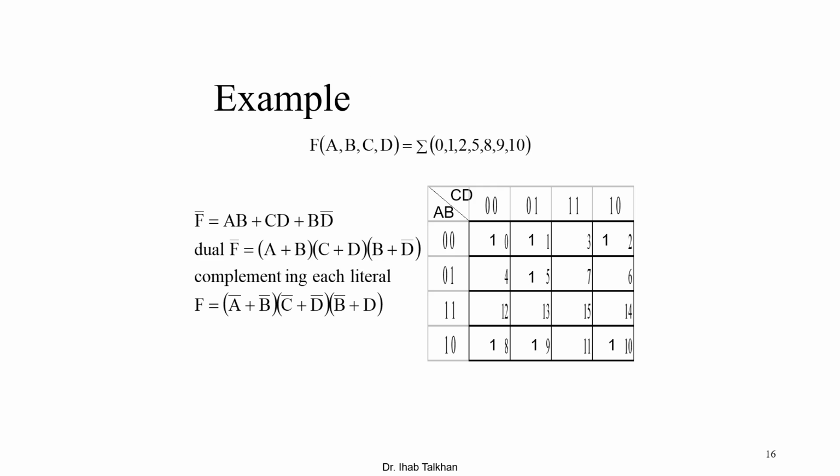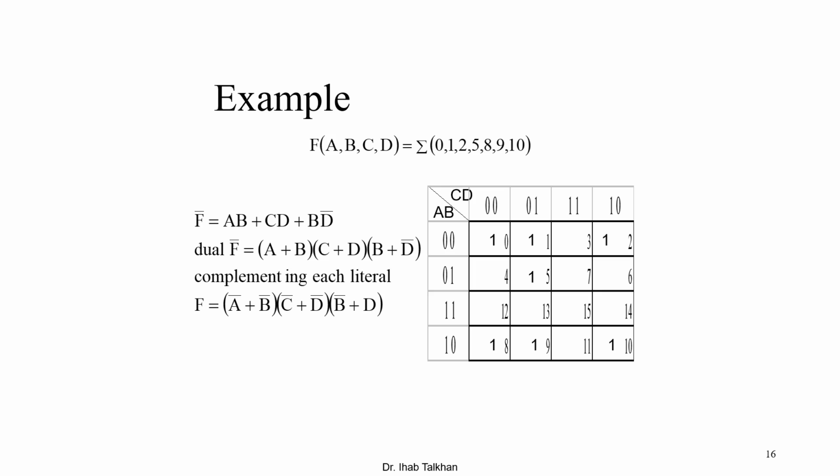I'm going to give you that the K-map gives you F as a product of sum, F bar as a product of sum, F as a sum of product, F bar as a product of sum. As you can see here, the example we are giving is F of a, b, c, d equals sigma 0, 1, 2, 5, 8, 9, 10. These are the positions where F equals 1. The other cells will contain 0.